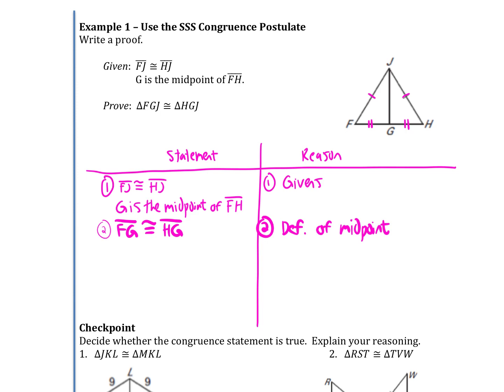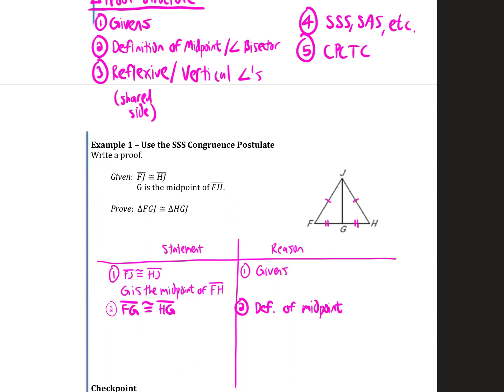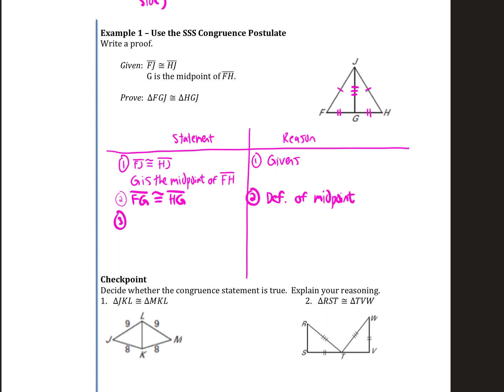All right. Now, are there any vertical angles or reflexive sides? Any shared sides here? We're trying to prove that all three sides are congruent. Where's the third side? Well, the third side is right in the middle here. Now, are those vertical angles or is that a shared side between the two triangles? That is a shared side. So we're going to say for step 3 that JG is congruent to JG. And the reason for that is the reflexive property. It's a shared side. A shared side is obviously going to be congruent to itself.